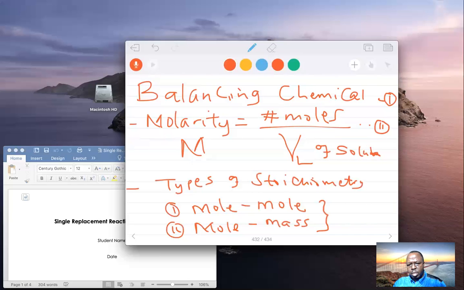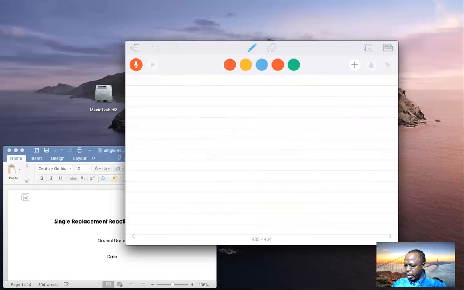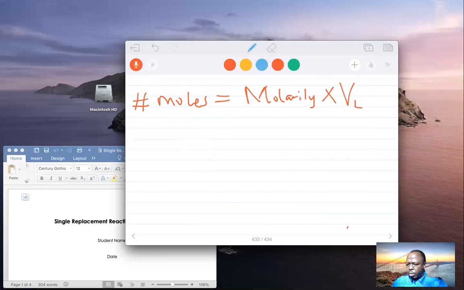This is something you covered before. Let's look at the molarity concept. Here, you can rearrange the equation to get the number of moles, which is given by molarity times volume in liters of solution. I don't know why my whiteboard is slow today. This is the equation you need to know: how do I find the number of moles if I know the molarity and the volume in liters?